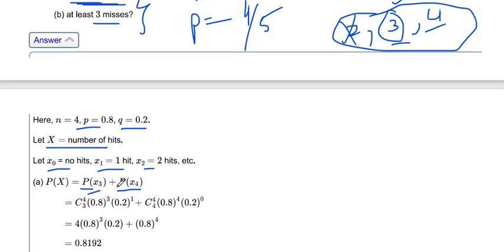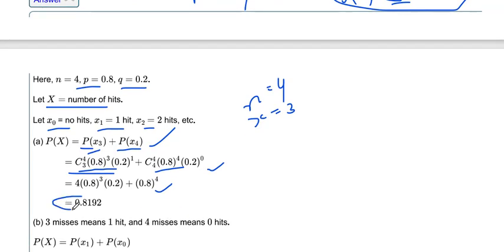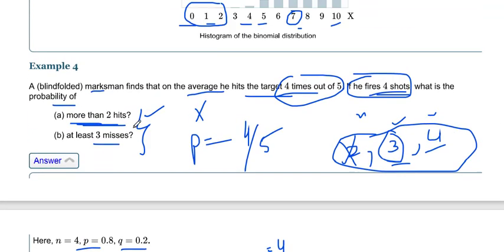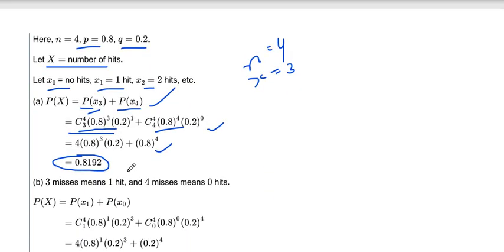So probability of X3 plus probability of X4, we just have to use the formula. For X3, n will remain the same, 4, but x is equal to 3, and here x is equal to 4. So that will be changed, other than that all the values will remain the same. Calculate. After calculation we get the answer. The probability of more than 2 hits is 0.8192.